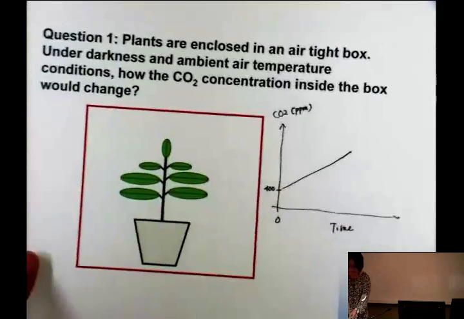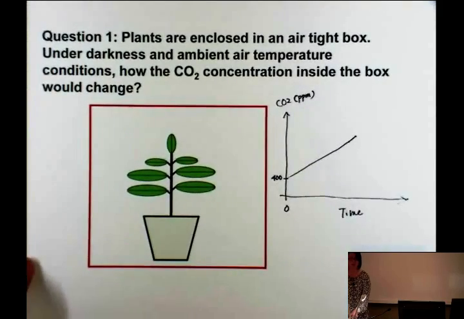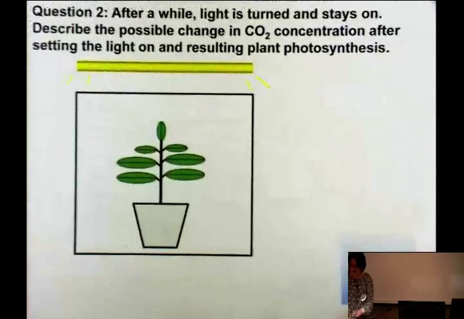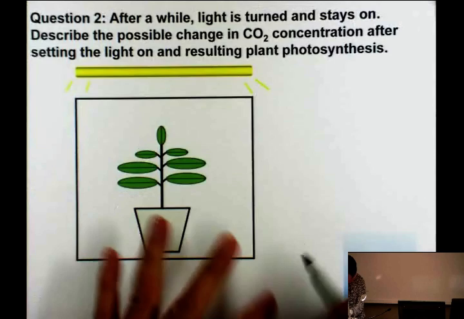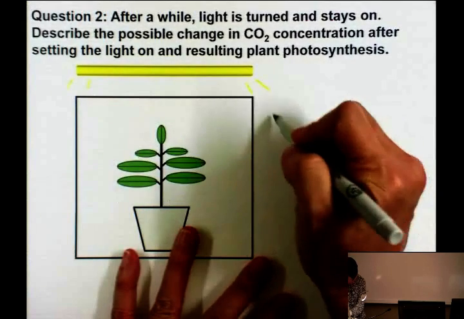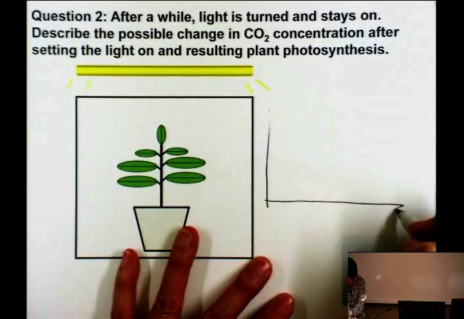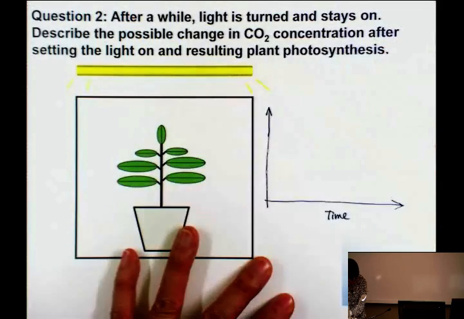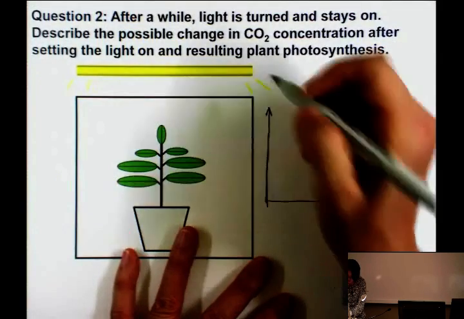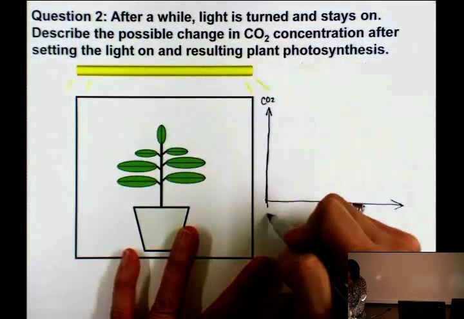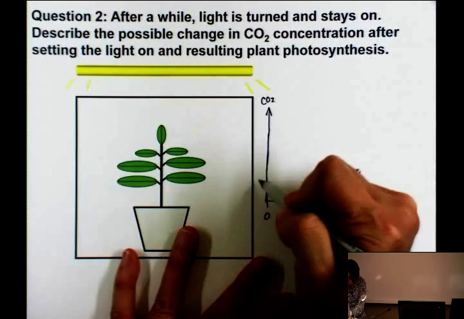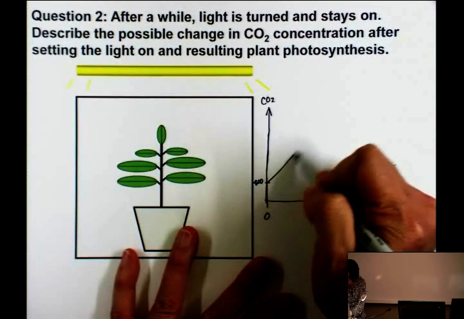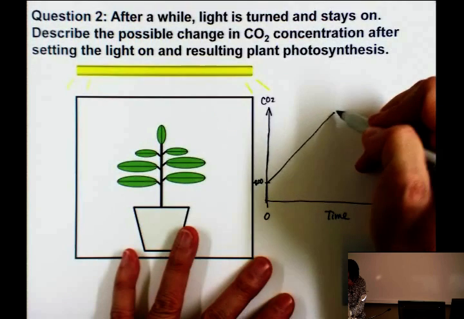So question number 2. After this, I know plants need light, so I'm going to turn on the light, all right? And the question is what happens to the CO2 concentration. So let's draw again. That's time, hours or seconds or whatever, maybe minutes, and that's CO2 concentration. That's time 0, and I started from 400, right? And it linearly increased to a certain level.